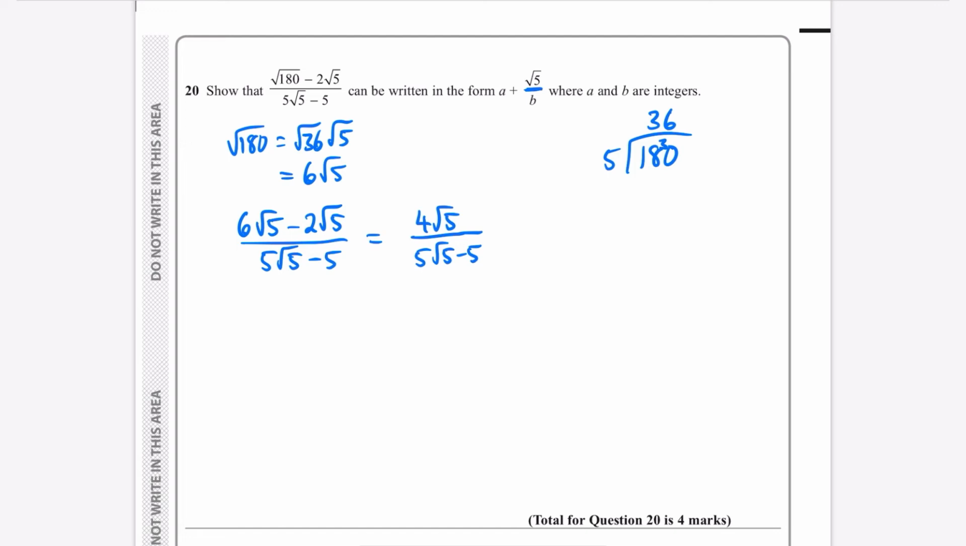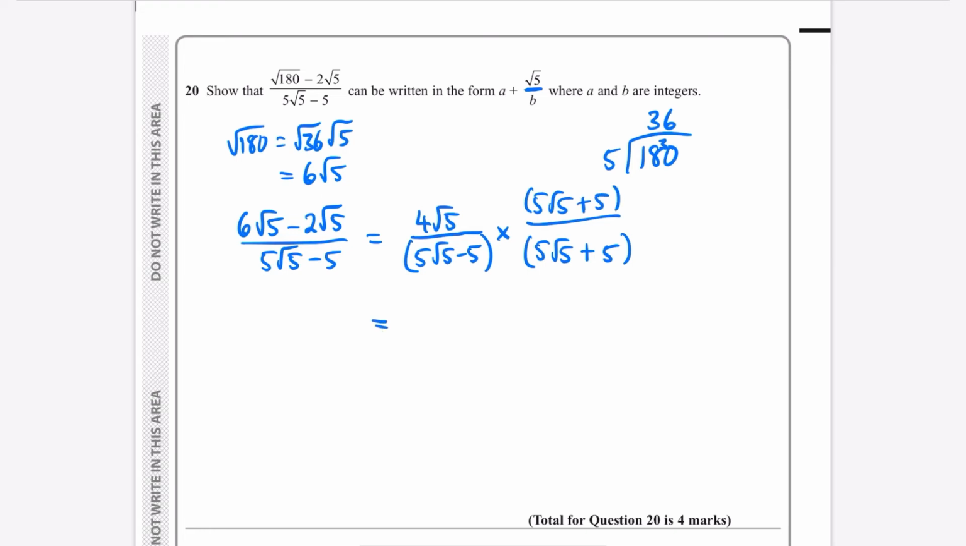So to rationalize the denominator, I hope you've learned this before, you take the same thing that's on the bottom, but you switch it, you find the conjugate, which means you change it from a negative there to a positive, and obviously everything else just stays the same. And you multiply it by that on the top as well, so that's 5 root 5 plus 5.